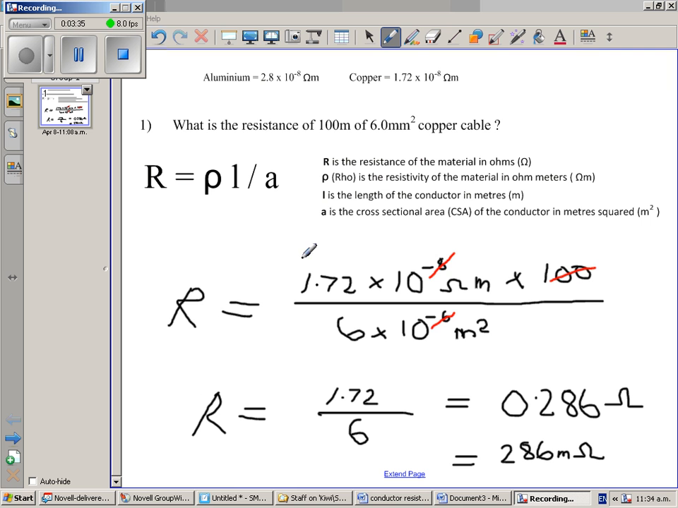Another thing you might want to do is put this calculation in here, 1.72 exp negative 8 times 100, then push equals and divide your result by this. That way you'll ensure that you're following BEDMAS and you're getting the answer that you require.